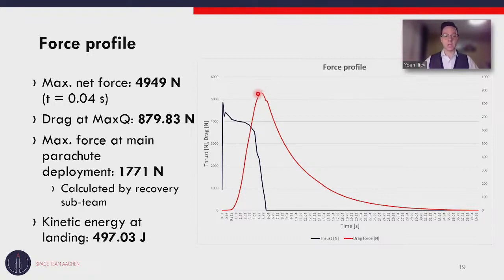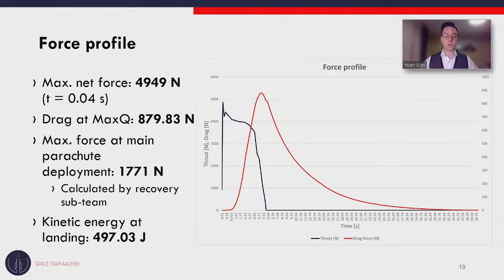This is almost 900 newtons according to OpenRocket. Then the other large force acting on the rocket is at the main parachute deployment event, where there is also a large deceleration. This is calculated by the recovery team to be 1,771 newtons of force, the peak force of that event.